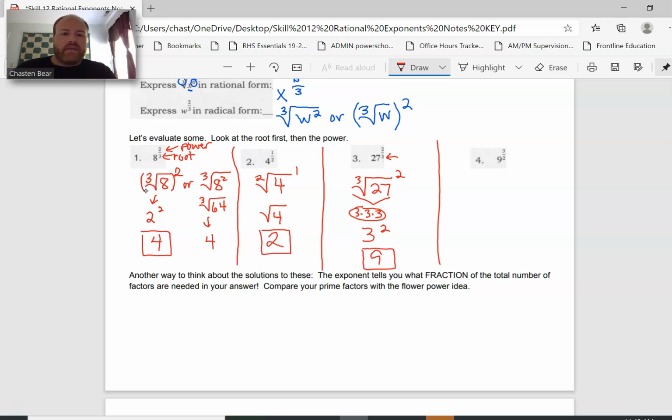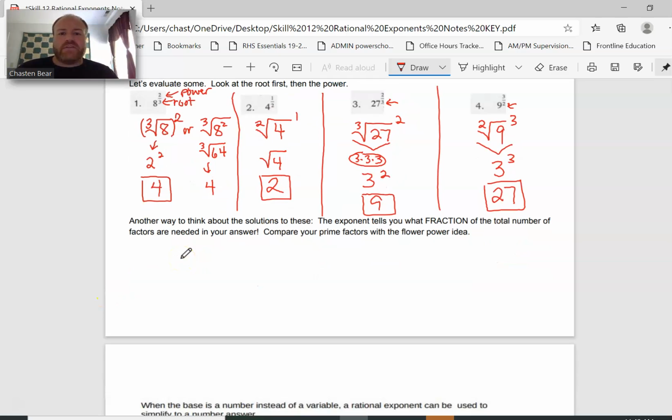And then 9 to the 3/2, well, it's another square root because my root is 2. So square root of 9 and then cubed. Well, you probably know the square root of 9 is 3, so we do 3 cubed, which is 27. Okay. Now there is another way to think about these. These fractional exponents actually do mean something, and some people might want to see this.